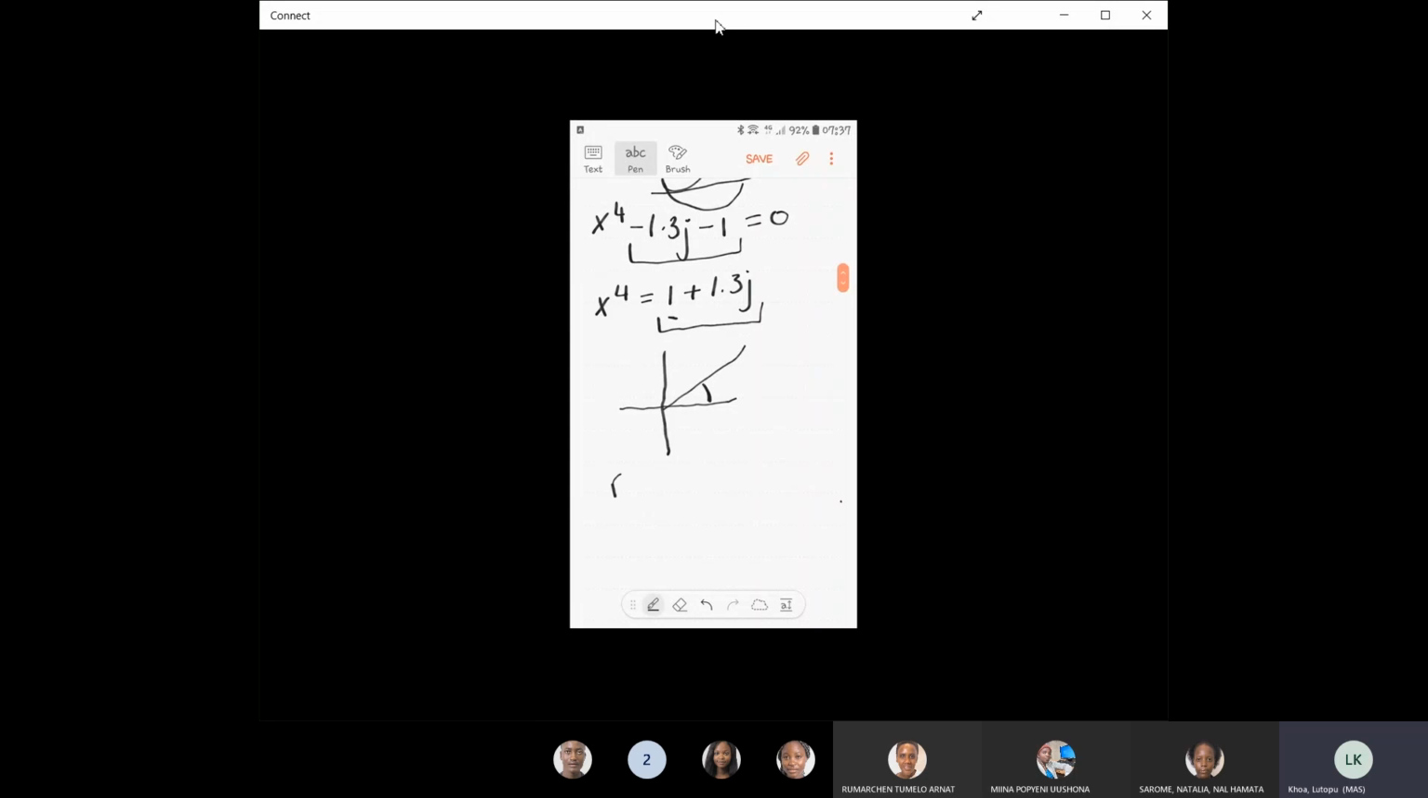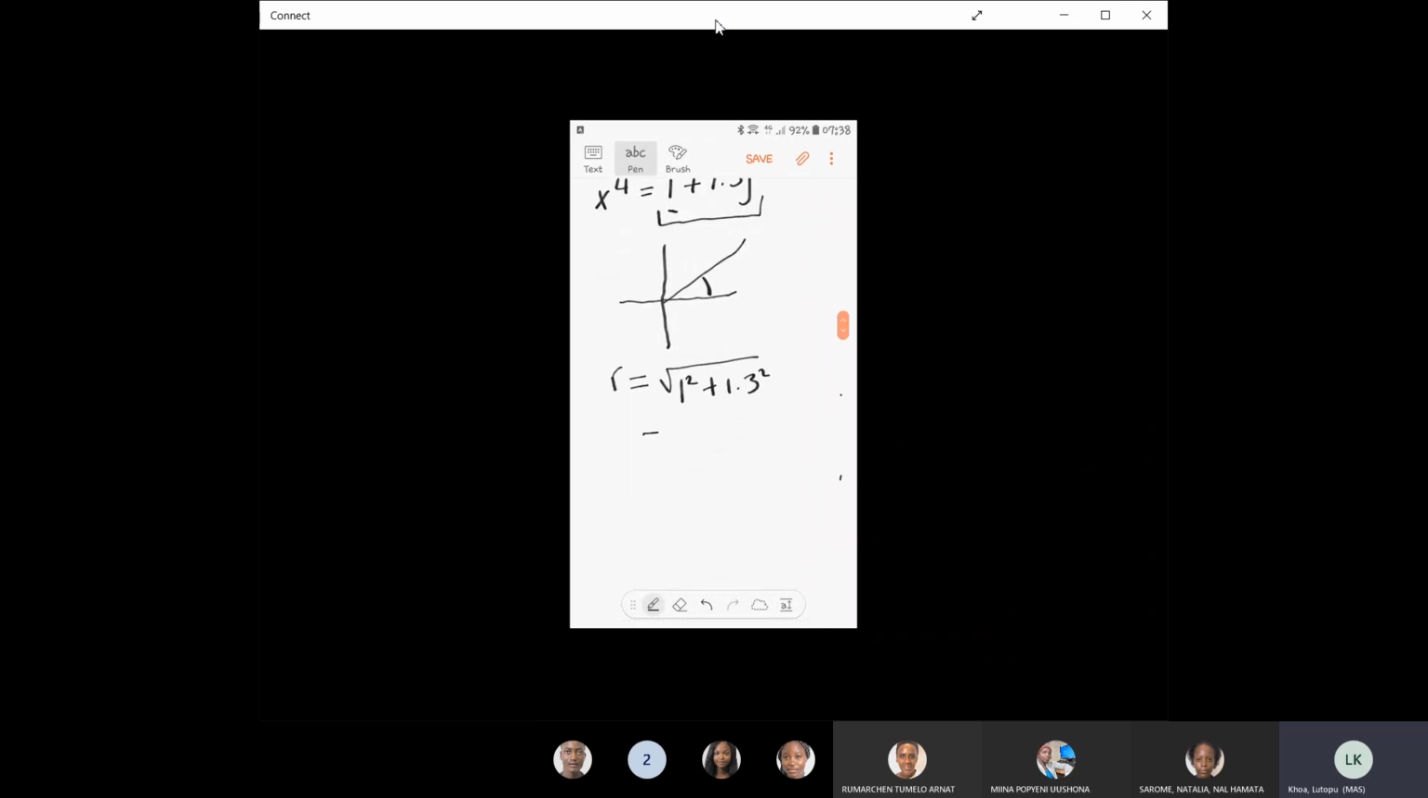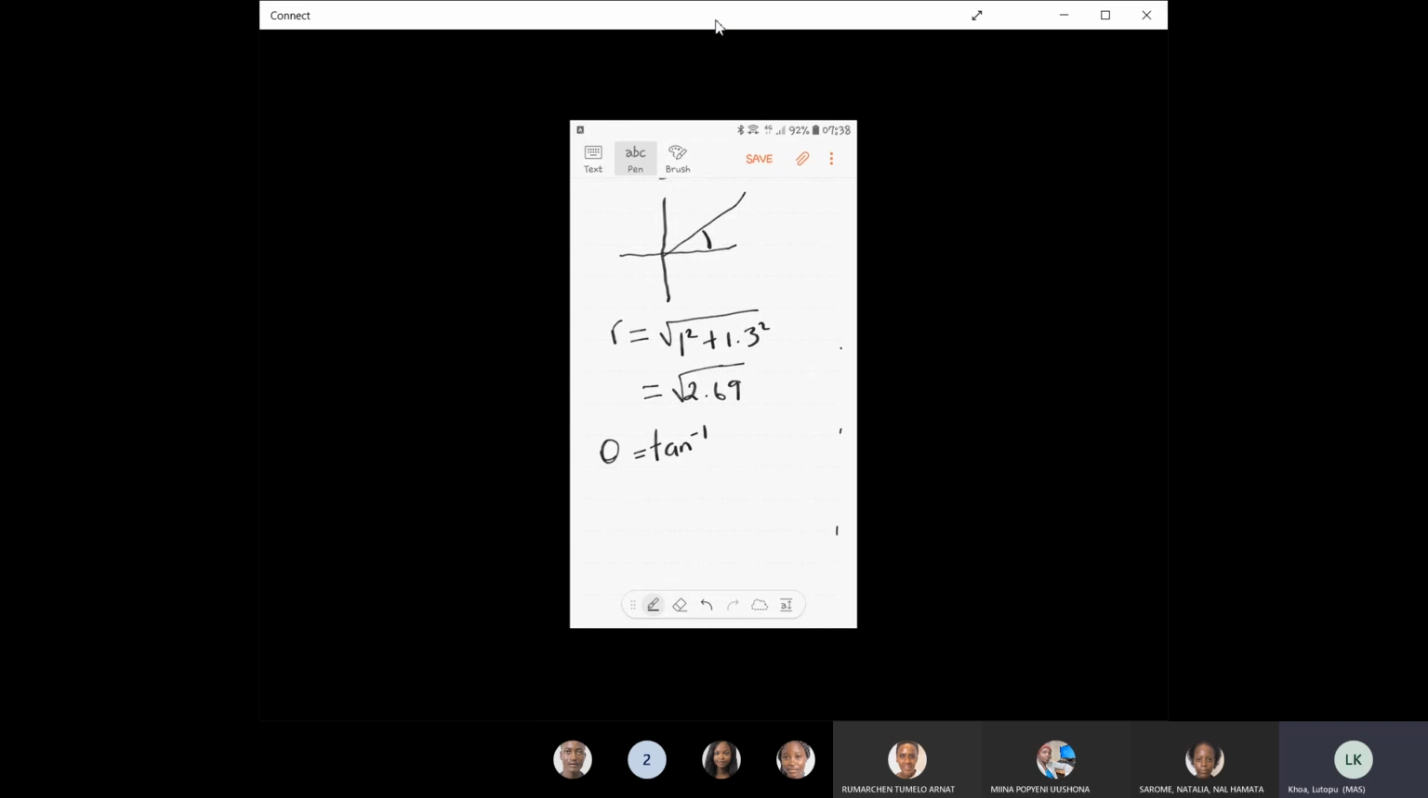So r, the usual formula, this is the square root of 1 squared plus 1.3 squared, and this on your calculator you should get the square root of 2.69. So I just left it like that, so you can finish that off and tell me what you got. Okay, and then theta, this is just tan inverse of y divided by x.